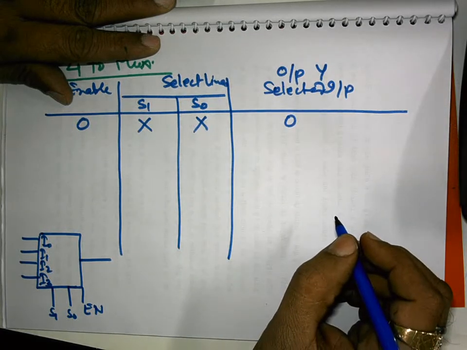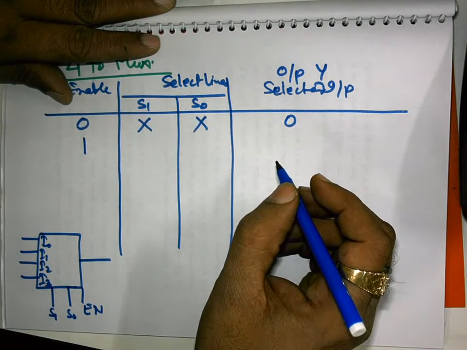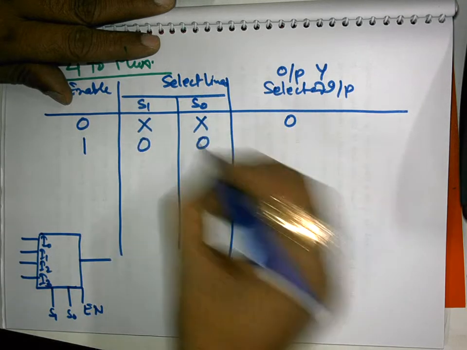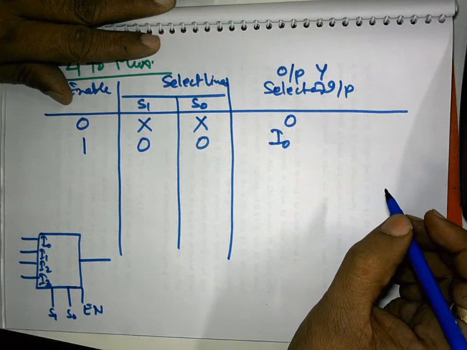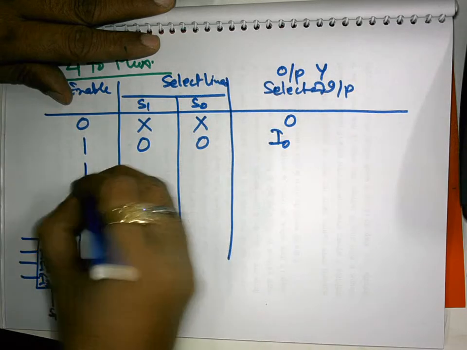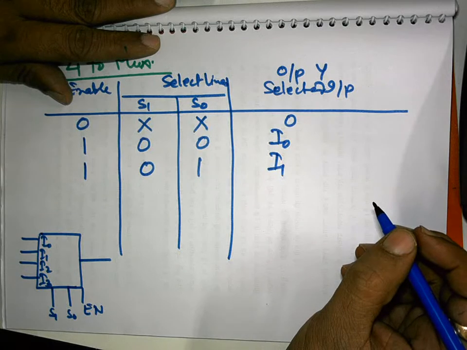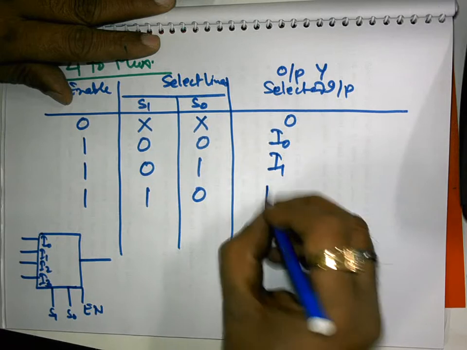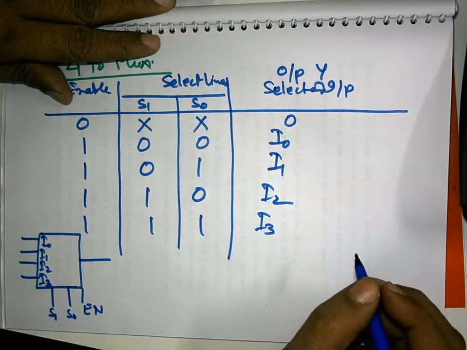Now if enable is 1, then the circuitry can function. If the select line is 0 0, whatever is available at I0 is seen at the output. Now if we apply 0 1, whatever is available at I1 appears at the output. We apply 1 0, I2 appears at the output, and if we apply 1 1, I3 appears at the output.